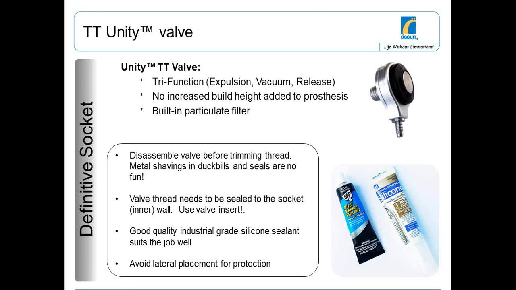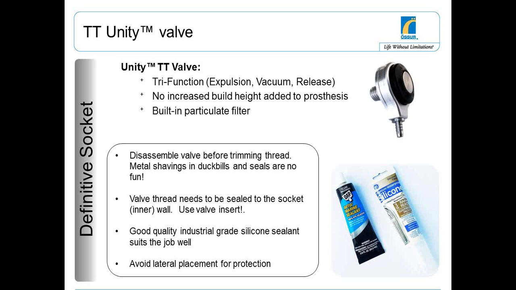The Unity valve doesn't add any build height to the prosthesis, so you're mounting this through the socket wall. I would recommend that you mount it medially or posteriorly if you can, to avoid issues with knocking the valve against something, as I think you'd have particular problems with that if it was on the lateral side. So I'd really avoid that lateral placement of the valve and the tubing. It also has a built-in particulate filter. This is obviously to keep particles of dirt and things out of the system as much as possible.